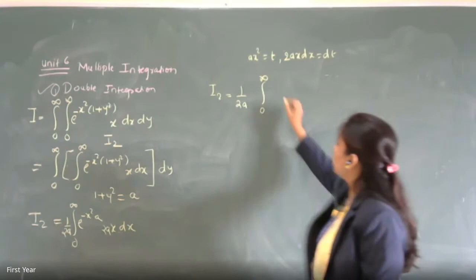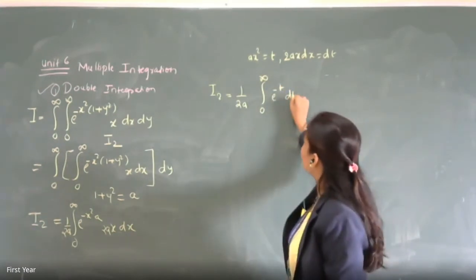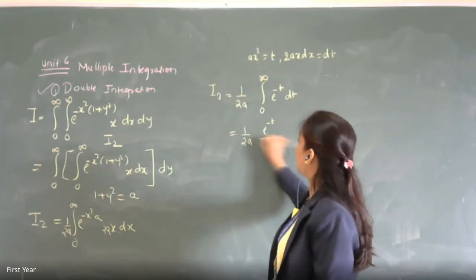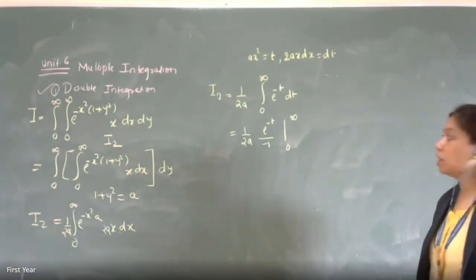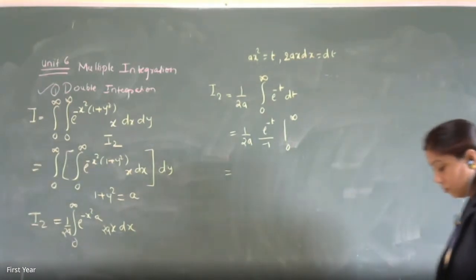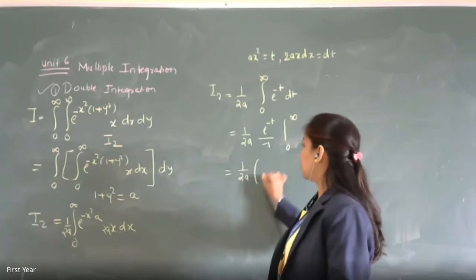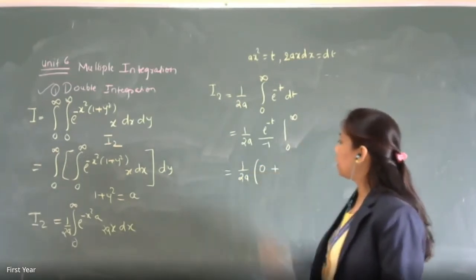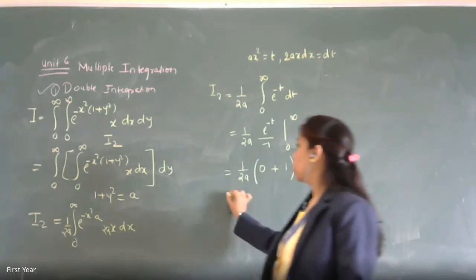0 to infinity, e raised to minus t, 2ax dx is dt. That will be 1 by 2a, e raised to minus t by minus 1 from 0 to infinity. What is e raised to minus infinity? It is 0. So the upper limit is 0, minus of minus will become plus, e raised to 0 is 1. So your answer is 1 upon 2a.